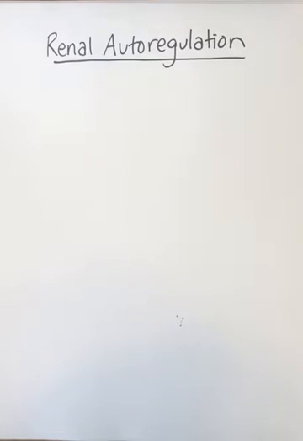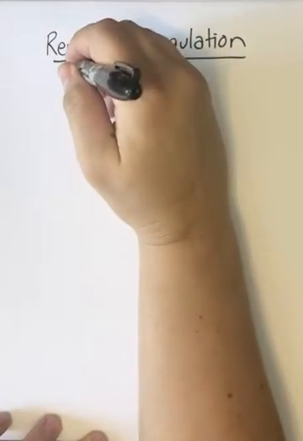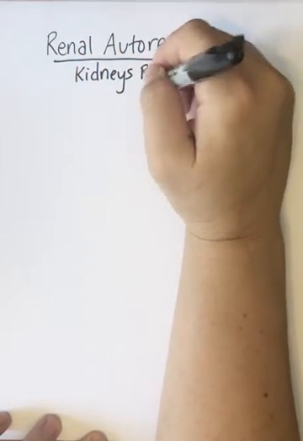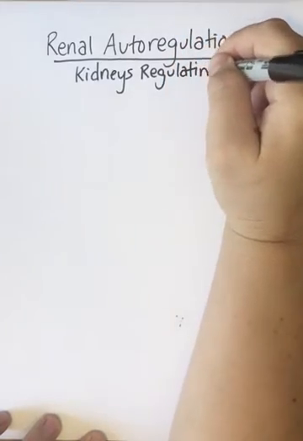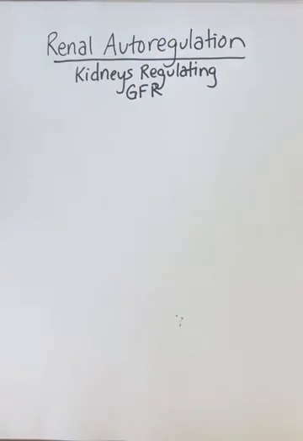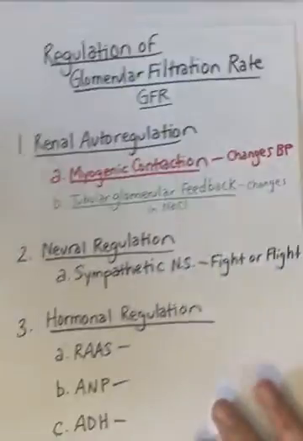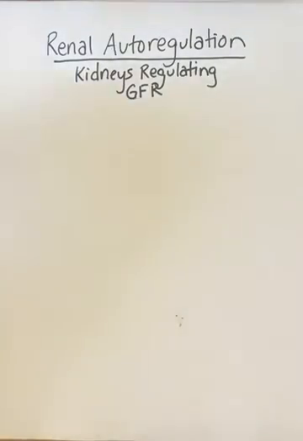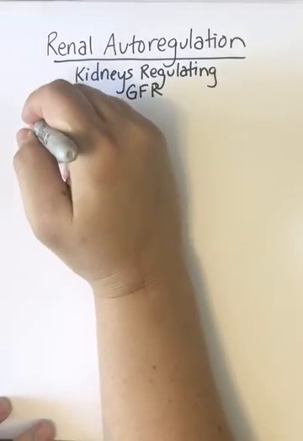All right, we're going to discuss renal autoregulation. When we talk about renal autoregulation, this is basically the kidneys regulating your GFR. The first type that I discussed, in the first video that you should watch, was myogenic contraction. So the first type is myogenic contraction.